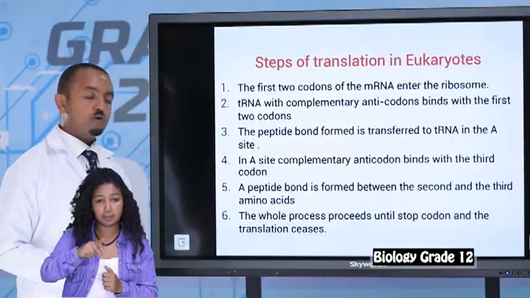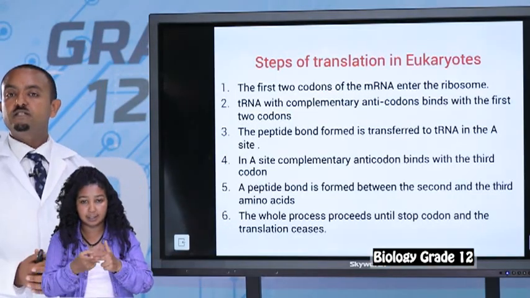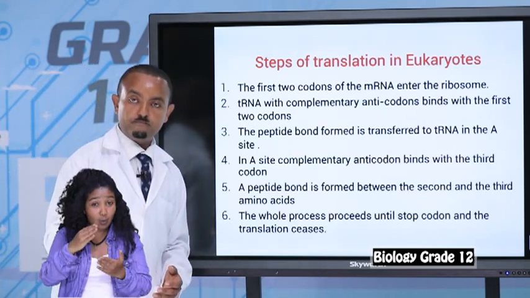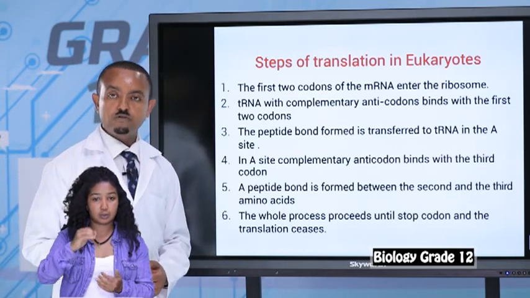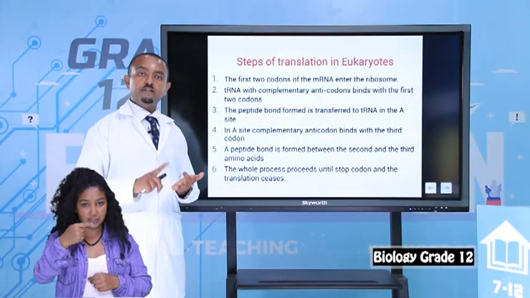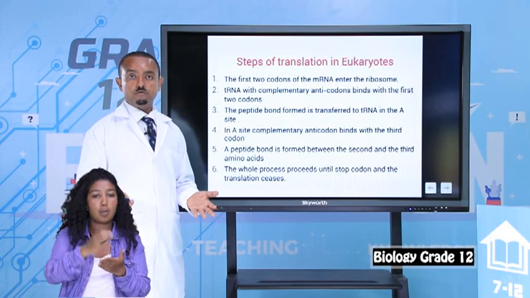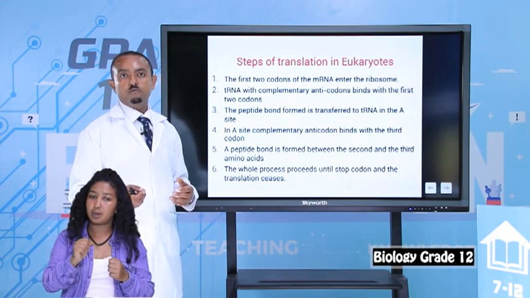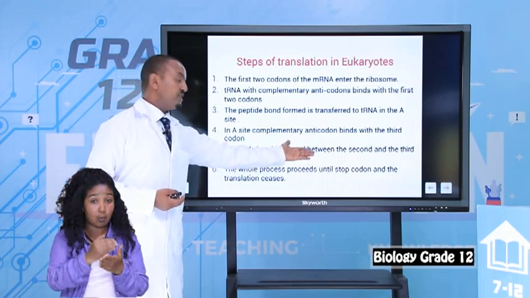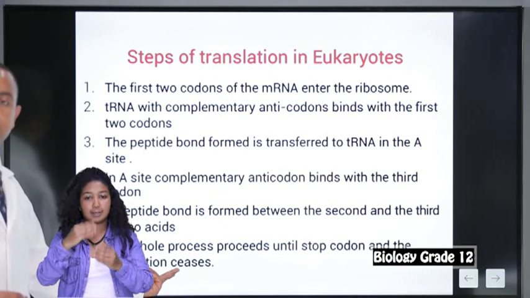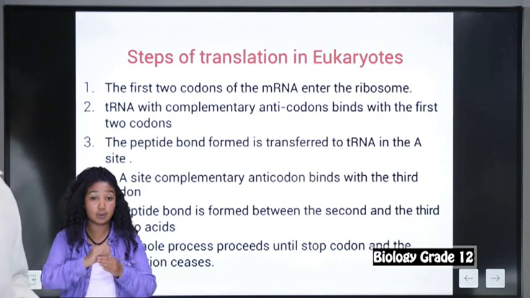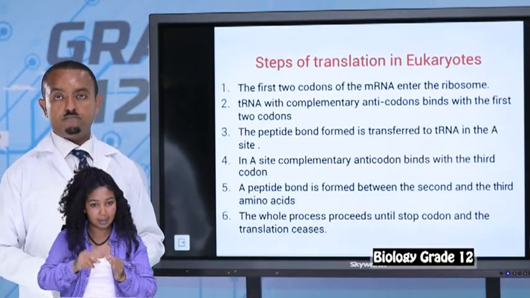A peptide bond is formed between the 2nd and the 3rd amino acids, and the whole process proceeds until stop codons. Stop codons, as you remember, we have said are TAA, TGA, and TAG. These are stop codons. You can say stop codons for tRNA. So stop codons stop or cease the translation process. This is all about translation in eukaryotes.